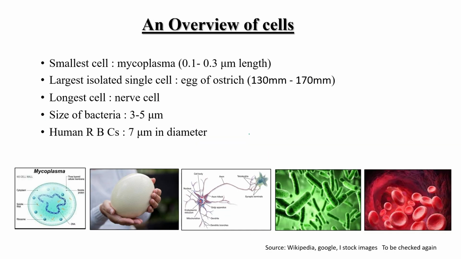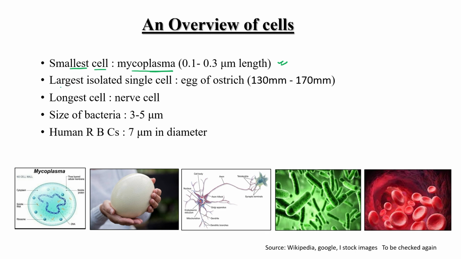Now, just very quickly, we will discuss some interesting facts, like the smallest type of cell. It is mycoplasma. Okay, these types of questions are very commonly asked in various competitive examinations. So we must remember these points, as the frequency of these types of questions is very high. So mycoplasma, and what is the size? It is about 0.1 to 0.3 micron in length.